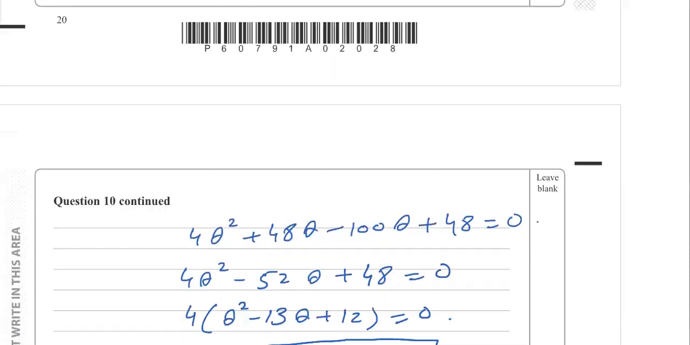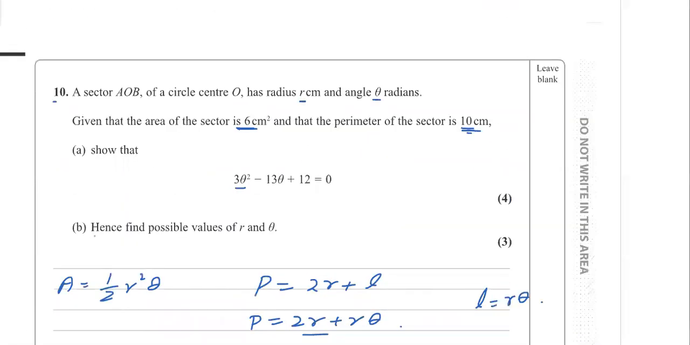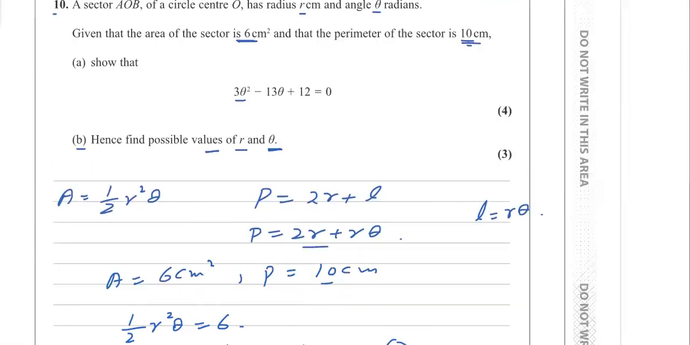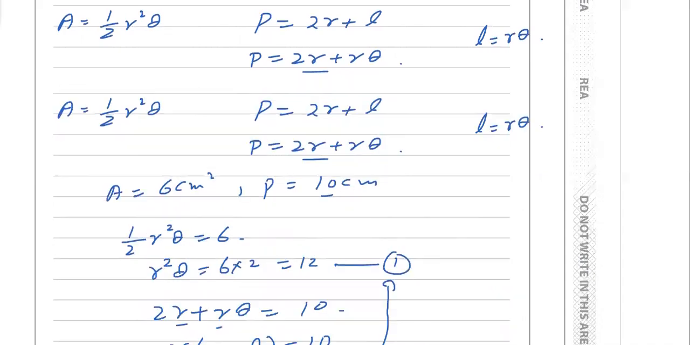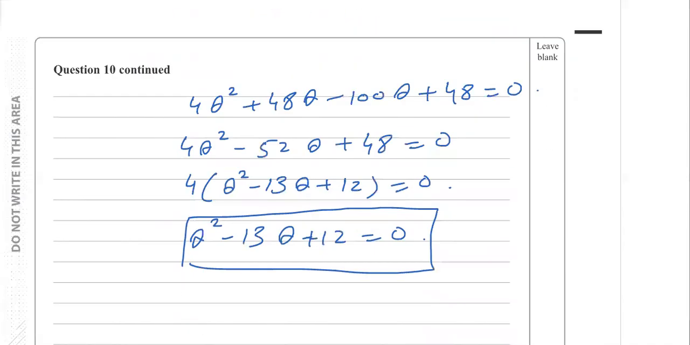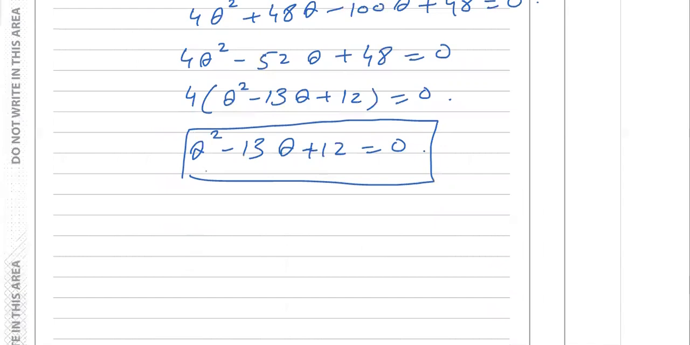Now for part B, we have to find the possible values of r and theta. To find the possible values of r and theta, first I will solve this equation and then I can use those values in this equation to get the possible values of r. This is a quadratic in theta. If it's a quadratic, I can make factors or I can use the quadratic formula. It's easy to make factors for this one.